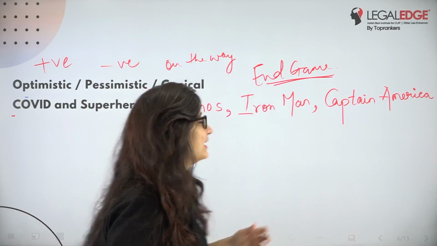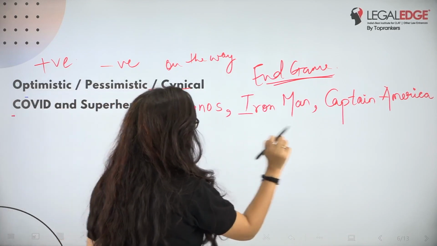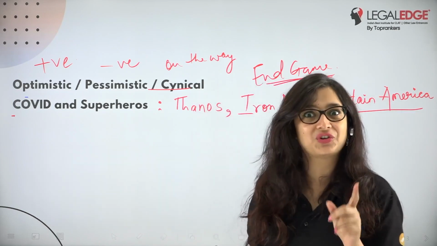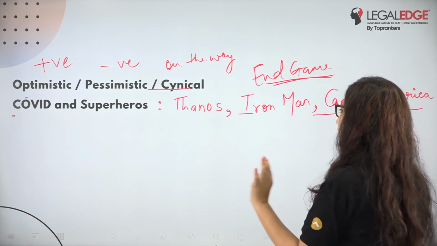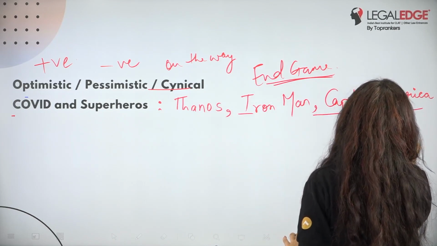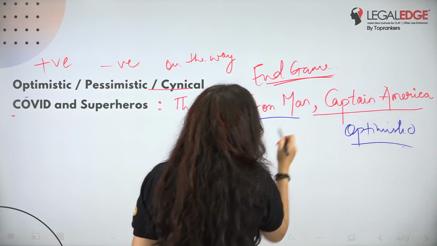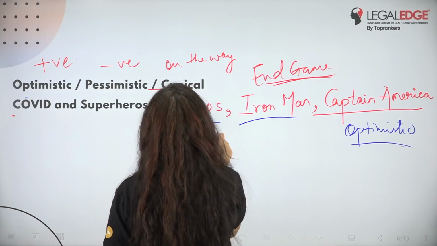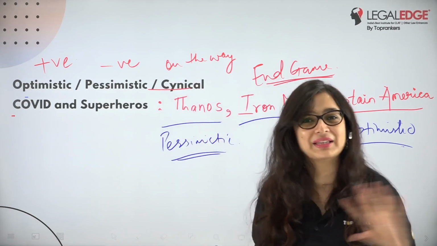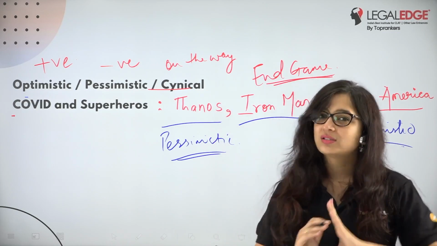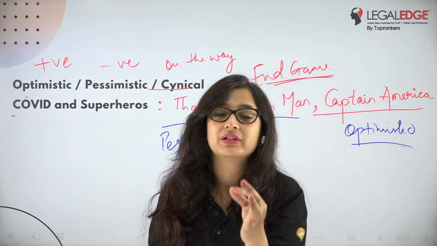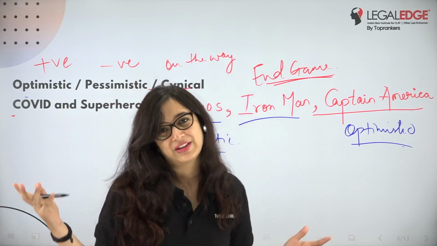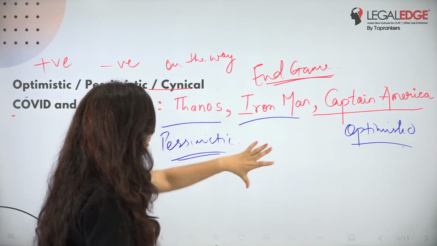So in that condition, I'll tell you that Captain America was the person who said the universe is finished but we can still try and we should try. So Captain America will be optimistic because he was positive. Thanos was pessimistic because he felt it could not be done now, nothing can be done now, it is finished. So Thanos was pessimistic, but Captain America was that one person who went to Thanos and told him that we can still save the universe. So this is optimistic and pessimistic.